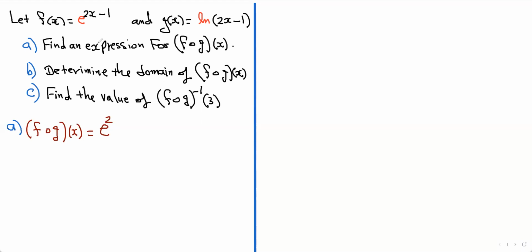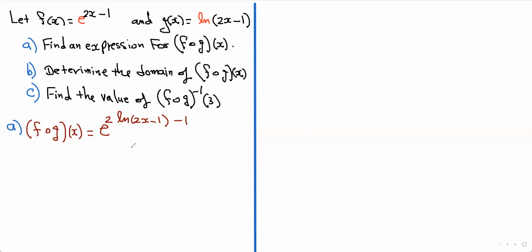As I said, when you're doing f of g of x, you take what g of x is, and throw it in for the x right here. So it'll be 2 ln 2x minus 1, and then we still have the minus 1. I just put the ln of 2x minus 1 in for the x, and I still have the 2, and I still have that -1 right there.